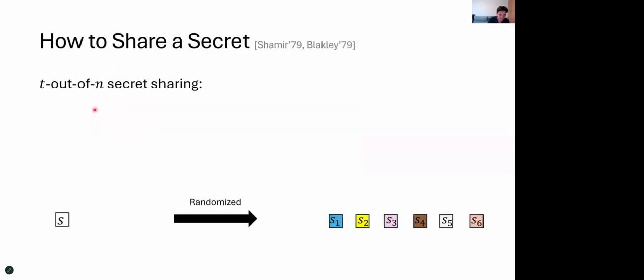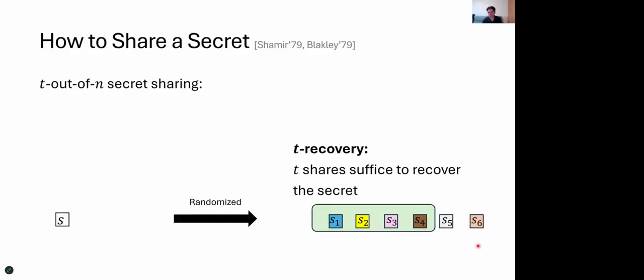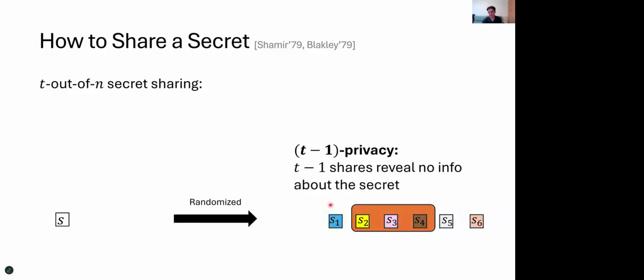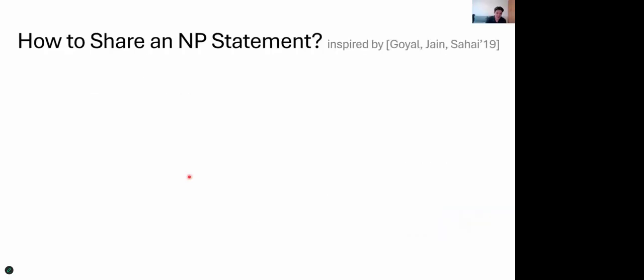So let's start with standard secret sharing. In T out of n secret sharing, we have a bit or a field element, a data item, and we map it into n shares, such that if you have T of them, you can recover the secret. But if you have fewer than T, say T minus 1, you learn nothing about the secret in an information theoretic way. So we want to extend this notion to the context of NP statements. This was originally done by Goyal et al. We're going to use slightly different formulations, and I refer you to the paper to read about the detailed comparison between these two notions, and the difference matters.